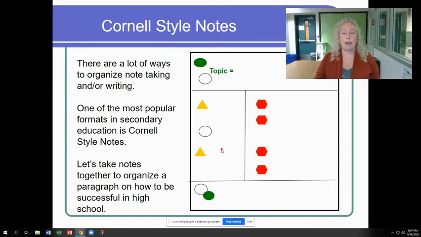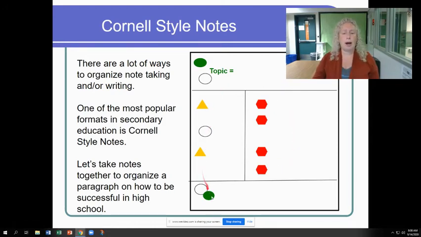And then my teacher moves on and starts talking about, I'm trying to think of something from the Revolutionary War, the Boston Tea Party. There we go. And so my teacher's talking about the Boston Tea Party now. So here I write Boston Tea Party as what we're covering, and over here I'm taking notes on the Boston Tea Party. In English class, we use the same idea for organizing writing.